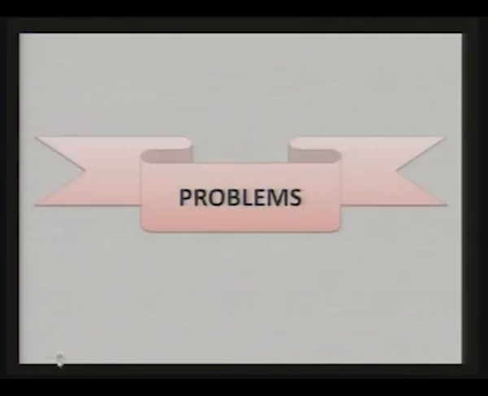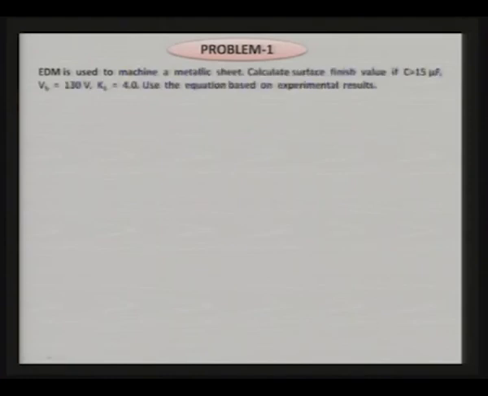Now, using these formulae, I will try to solve some of the problems related to the EDM process. Problem 1 is very simple. Let us see what it says. EDM is used to machine a metallic sheet. Calculate the surface finish value if C, that is the capacitance, is 15 microfarad, breakdown voltage is 130 volt, and K_6 constant is 4. Use the equation based on experimental results.